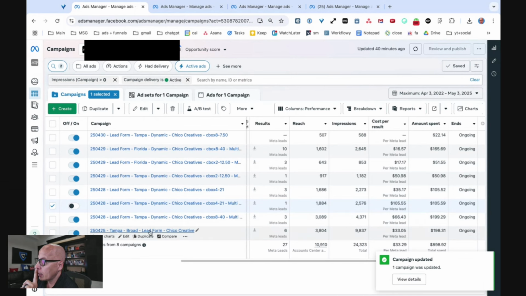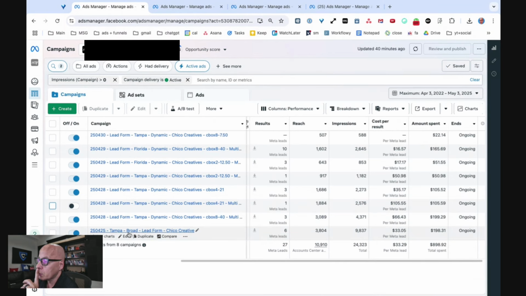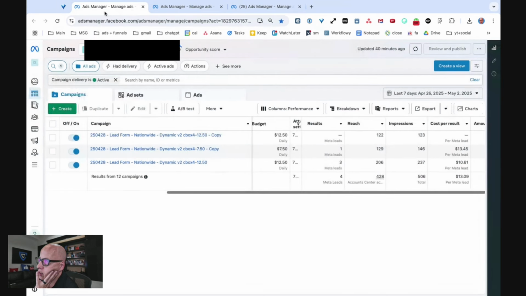And then this was Tampa, 6 leads at $33. So this one's doing pretty well. I'm going to look deeper into this one, in terms of what the creatives are. I don't remember off the top of my head, but I got this one here as well. All right, let's take a look at another account.